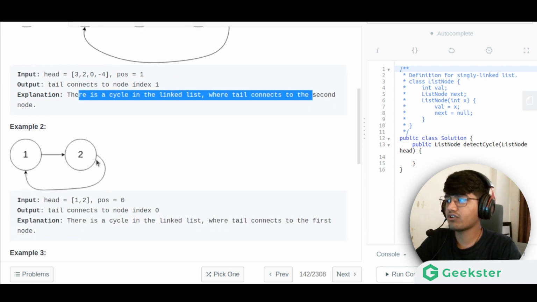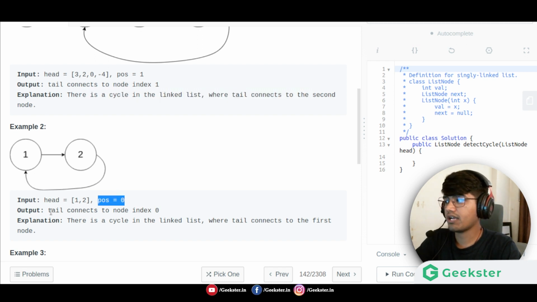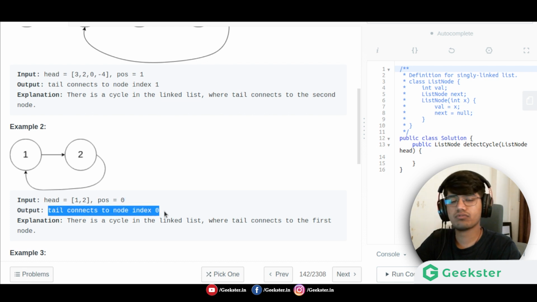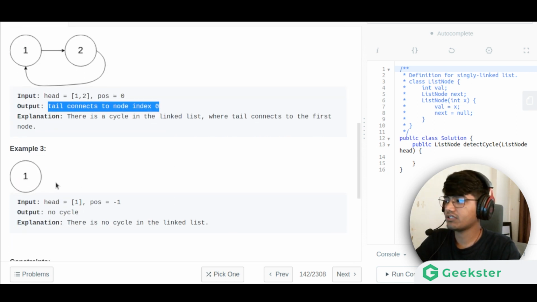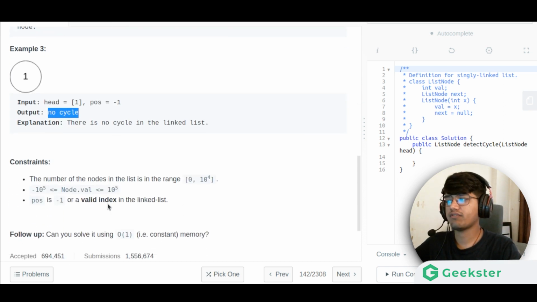Another example is 1 2. There is a cycle. It begins at index 0, position is 0, and the tail connects to the node at index 0. Then again, in a list with just the one node, there is no cycle possible. That we already discussed.